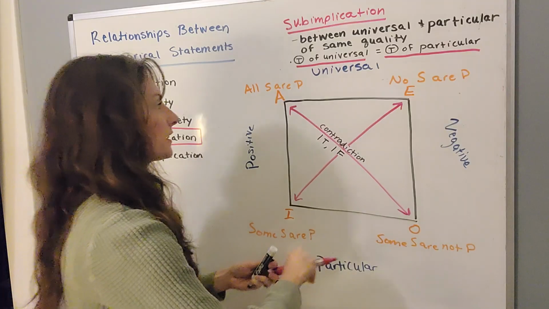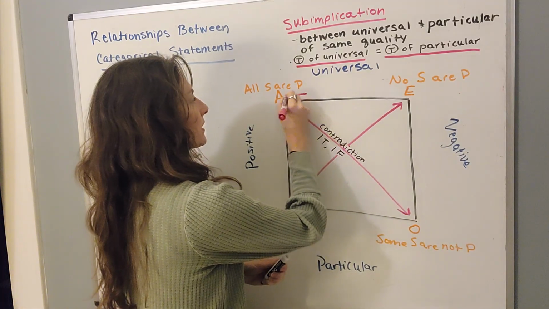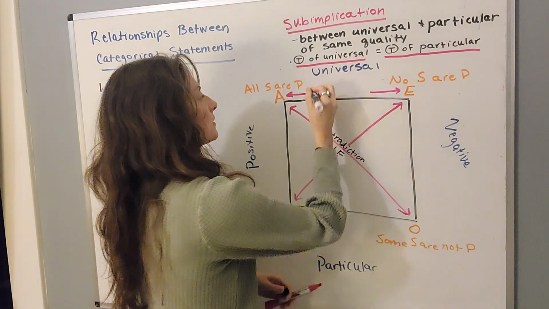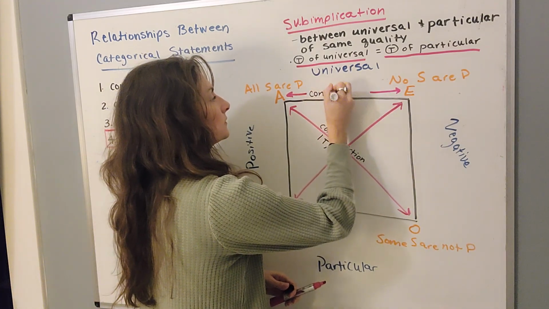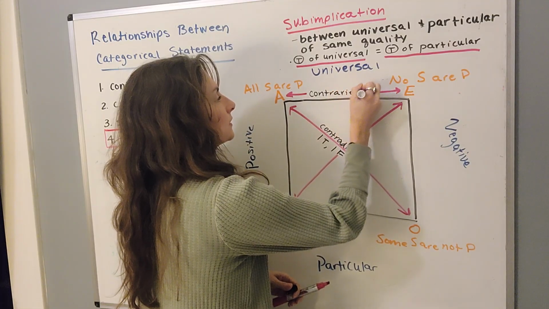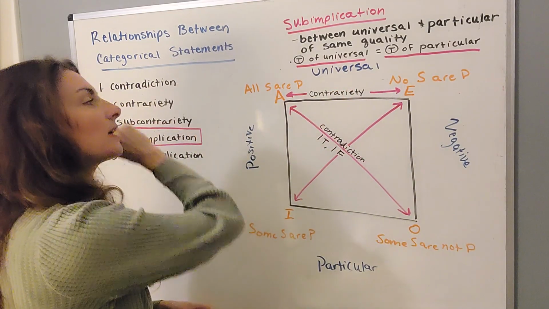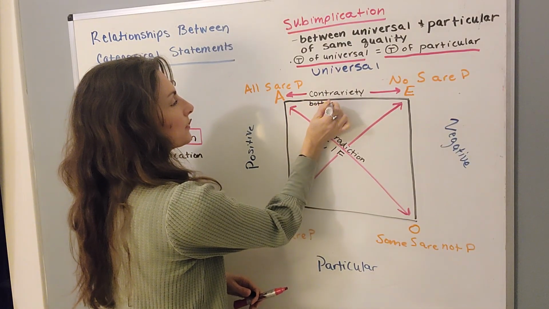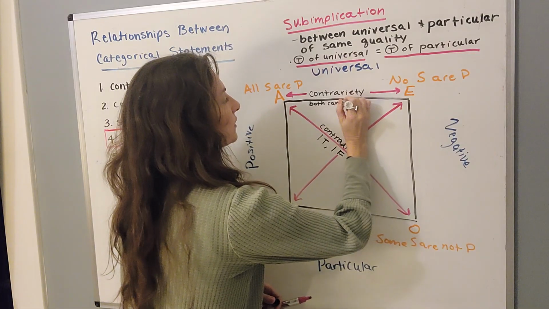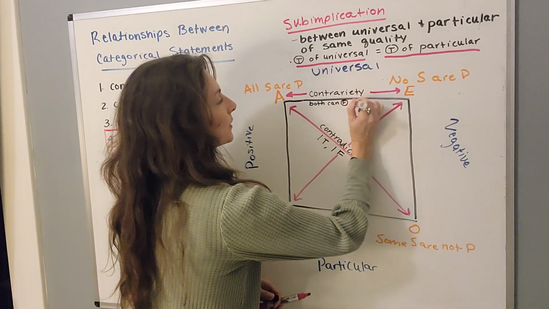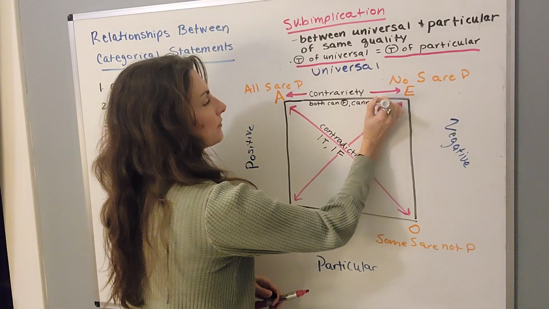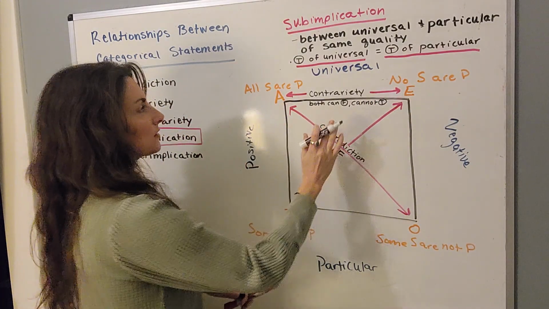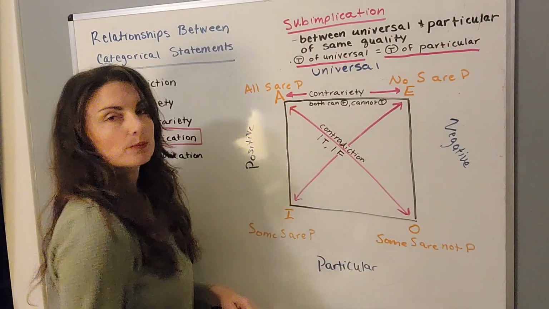Next, we looked at contrariety. Contrariety deals with our universals up here, and it goes both ways as well. Contrariety, and this one means both can be false, but they cannot both be true.